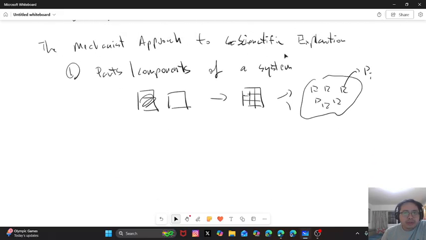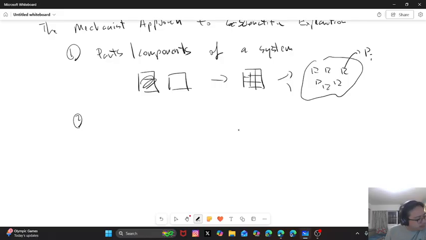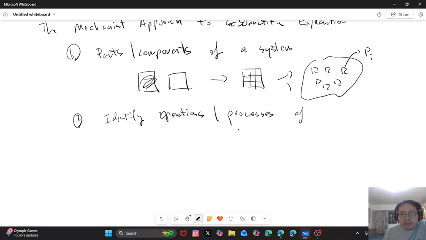The second component of a mechanistic approach to scientific explanation is identifying the operations or processes of these parts and components. Suppose you reduce a system to a set of operations or processes. Let's denote operation one by O sub one, O sub two, O sub three, O sub four, etc.